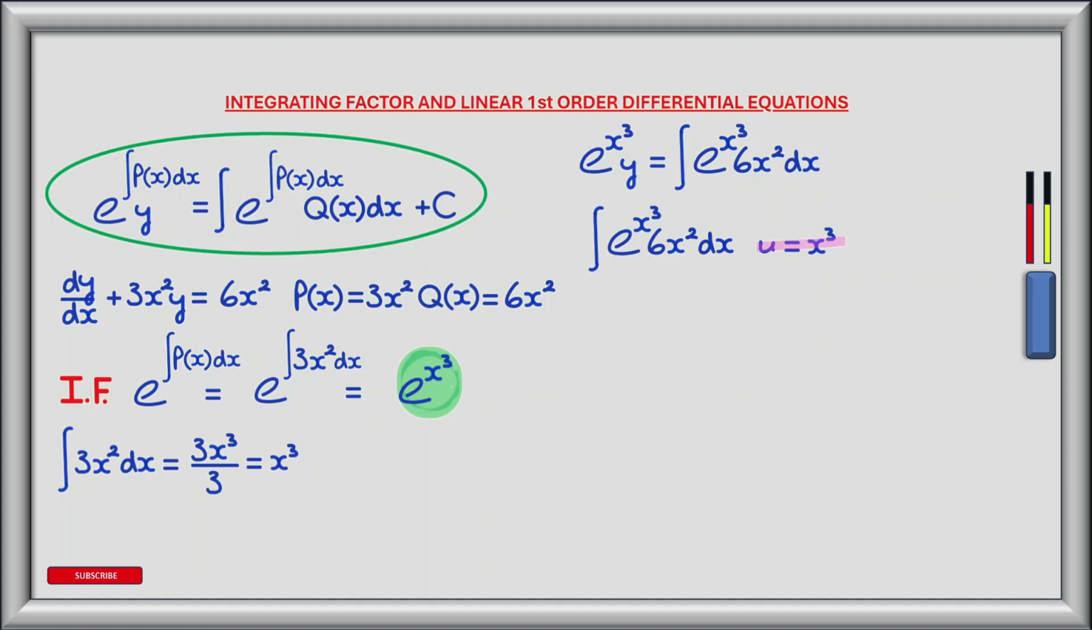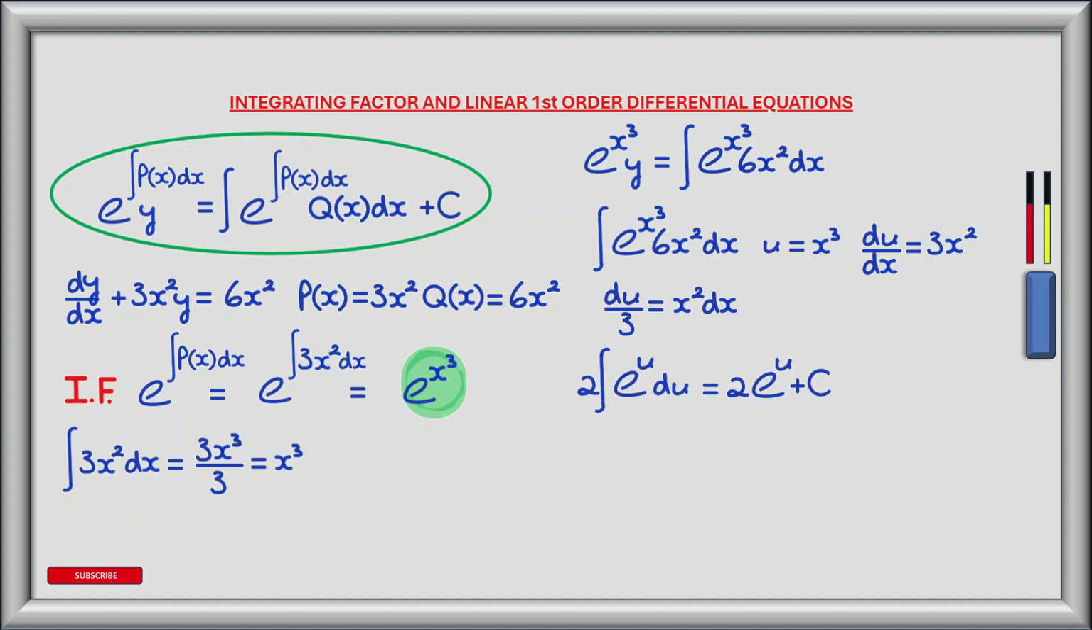We'll let u equal x cubed. If we differentiate with respect to x, we have du by dx is equal to 3x squared. It follows, therefore, that du divided by 3 is equal to x squared dx. Now if we substitute u for x cubed and du by 3 for x squared dx in this integral, we have 2 multiplied by the integral of e to the power u du.